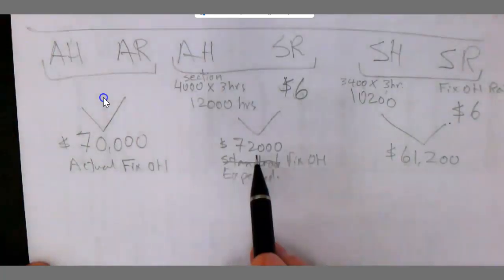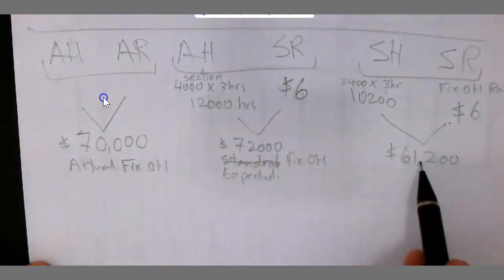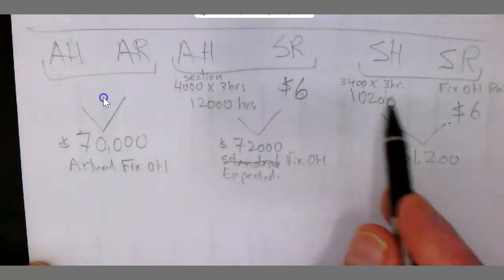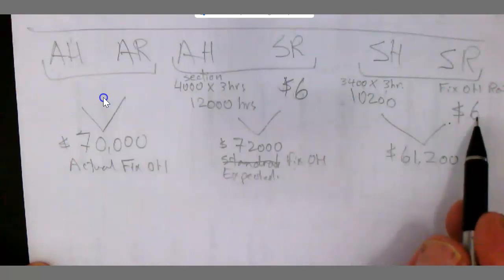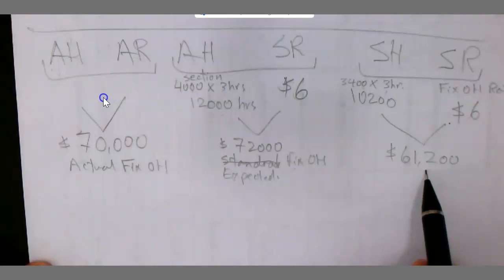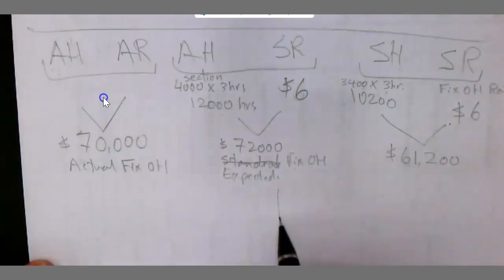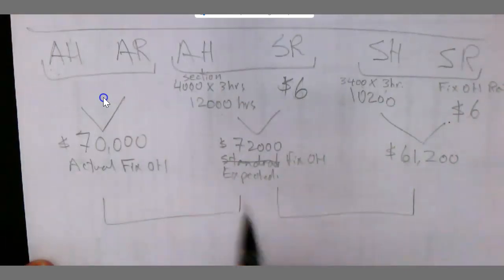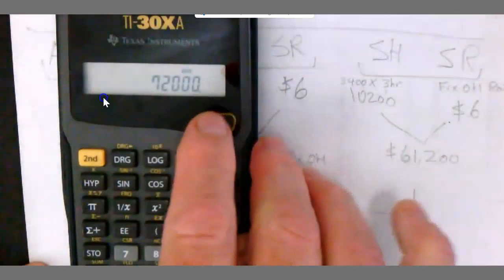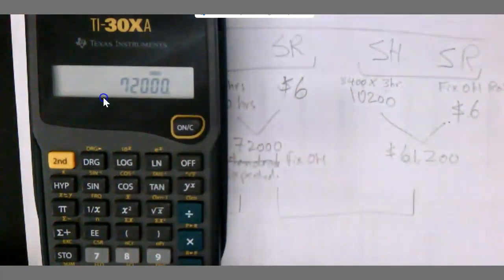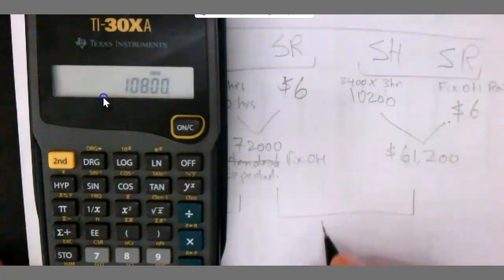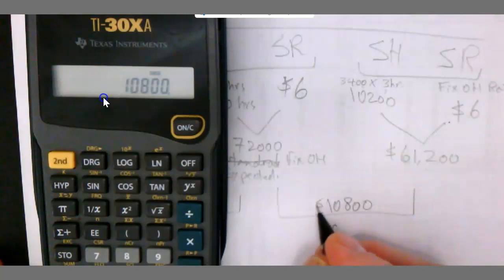Expected overhead was about $72,000, but for this period they have this much production. So the applied fixed overhead at $6 is $61,200. If you see the differences, let's see how it goes. $72,000 minus $61,200, that's $10,800.